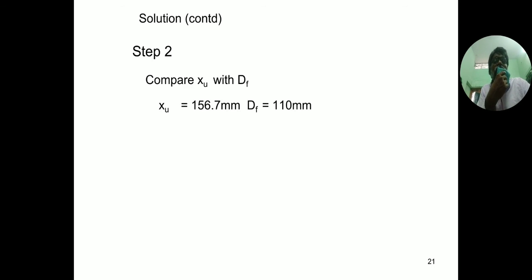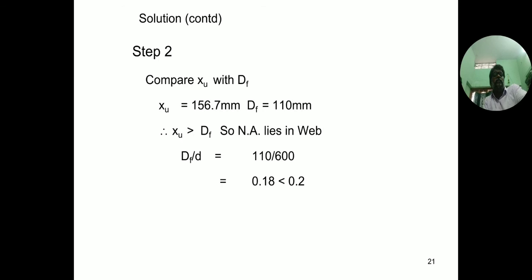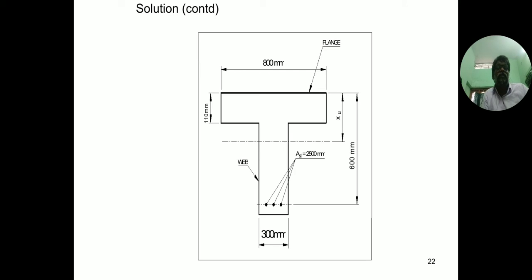Step 2. XU is 156.7 mm. DF is equal to 110. That is, XU is more than DF, so the neutral axis lies in the web. Df by d is less than 0.2, so it is a d section. The width of the web is not given in the problem, so we assume 300. Depth is equal to 600. AST is 2500 mm square. Flange width 800, flange thickness 110. Flange and web. Draw the sketch.